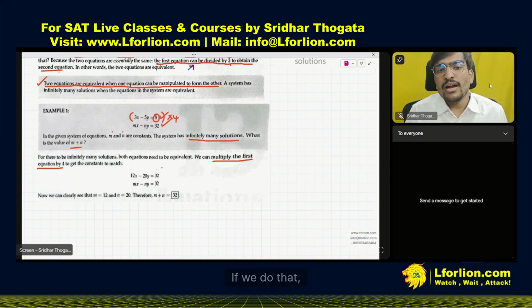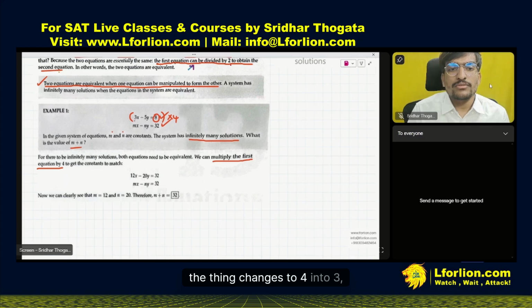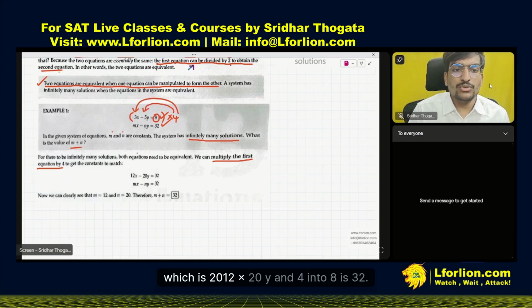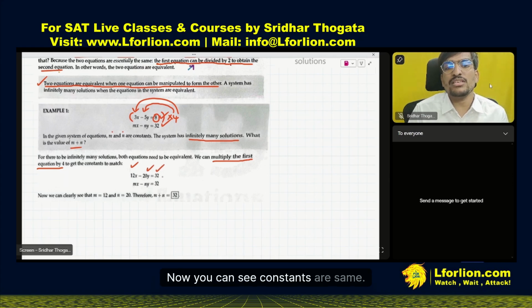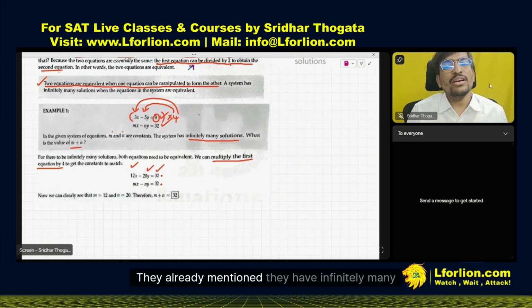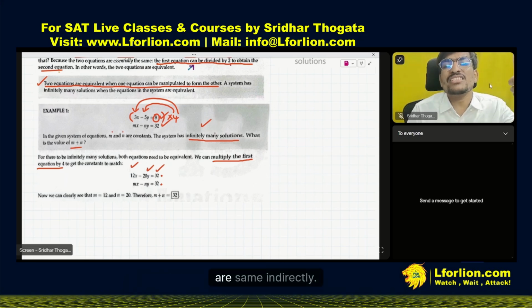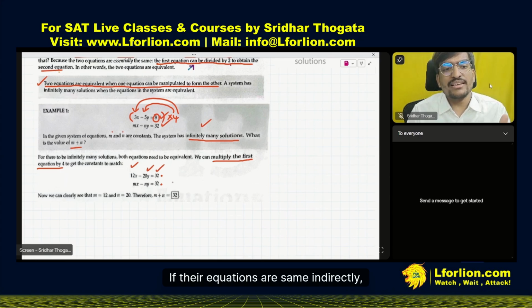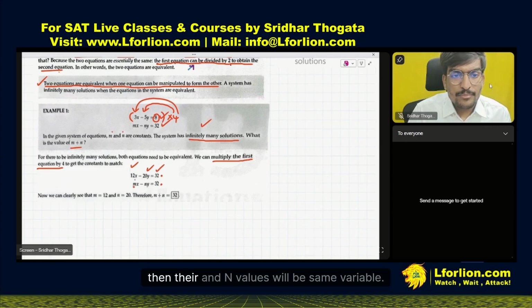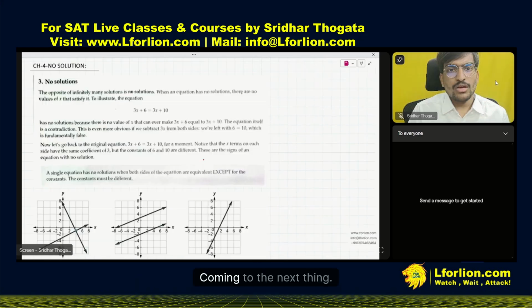If we do that, it changes to 4 into 3, which is 12, 4 into 5, which is 20, so 12x, 20y, and 4 into 8 is 32. Now you can see the constants are the same. They already mentioned they have infinitely many solutions. Infinitely many solutions means their equations are indirectly the same. If their equations are the same indirectly, then their coefficient values will be the same.